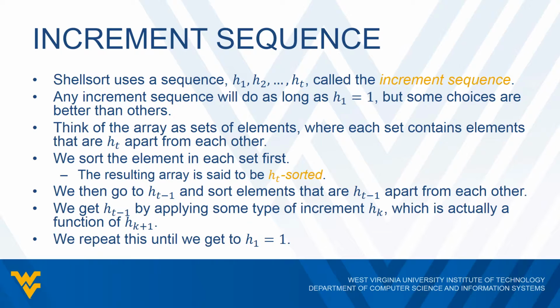But we'll do an example just a little bit later. The idea with this is we sort the array by these specific sets, and then we'll decrease the gap between the elements that we sort. We decrease again and again and again, and eventually the gap is just going to be one element apart.